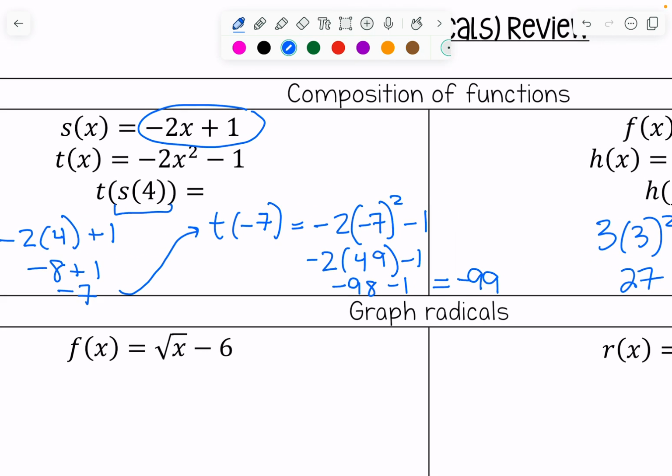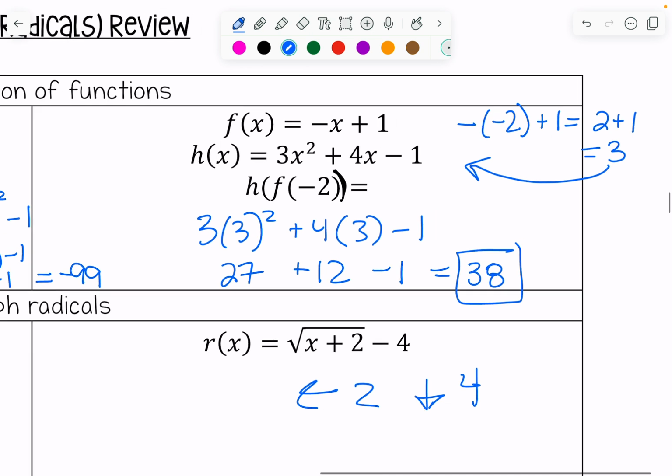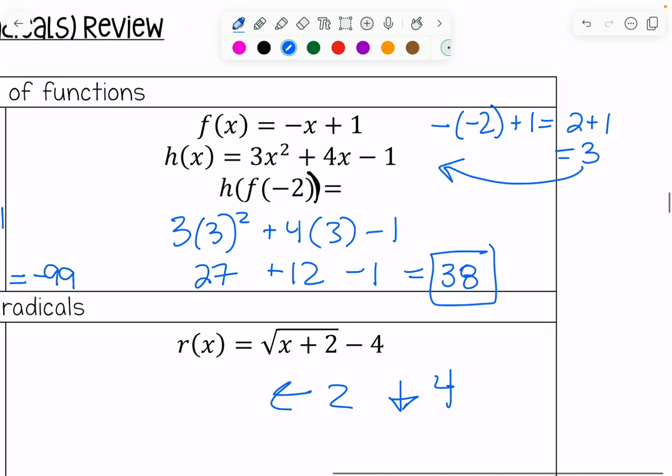Okay, so we're going to be checking that out. Go ahead and do that here. I first found f of negative 2, so I used f, and I put negative 2 in the spot. Now that's a double negative, so it adds to plus 1, making 3. Then I put 3 in the h spot, so I put it here and here.